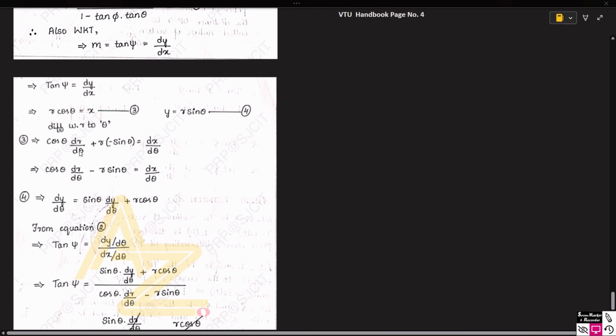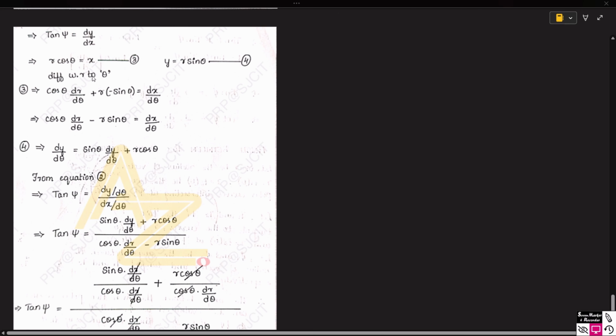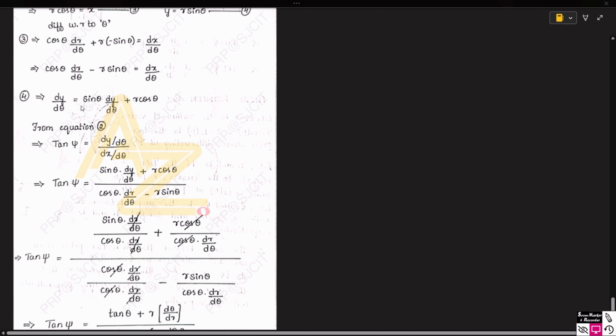Okay, so here we are taking x as r cos theta and y equal to r sin theta. Basically sin theta is always taken with y. Now we are differentiating equation 3 and equation 4 with respect to theta. So here we are using the u into v rule. For the u into v rule, as I have explained in the first problem, we use the given formula in the handbook. On differentiating, we get dy by d theta equal to sin theta plus the following.